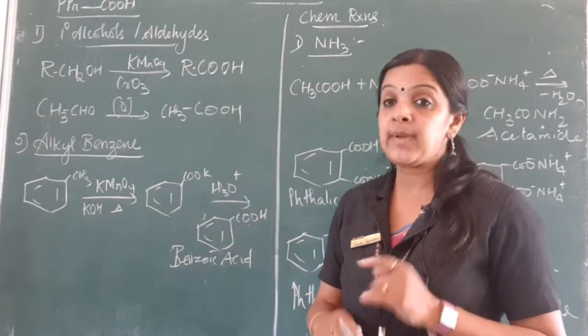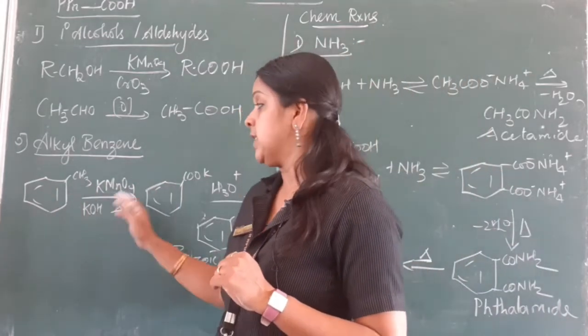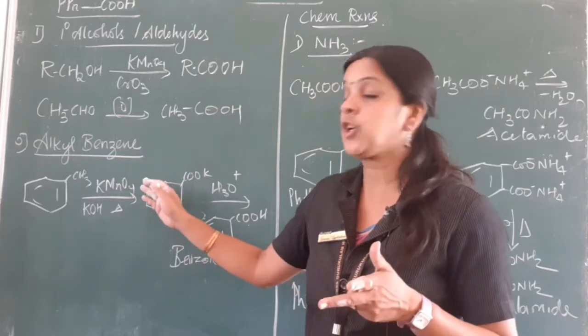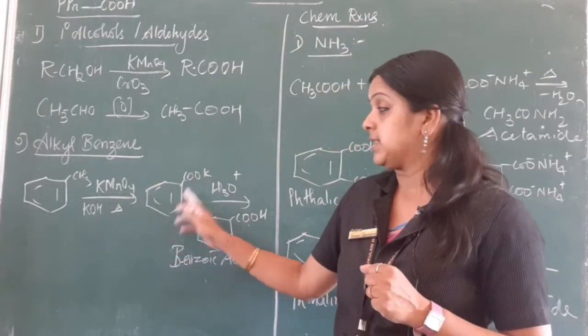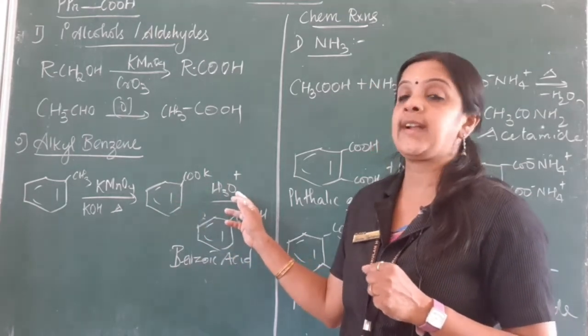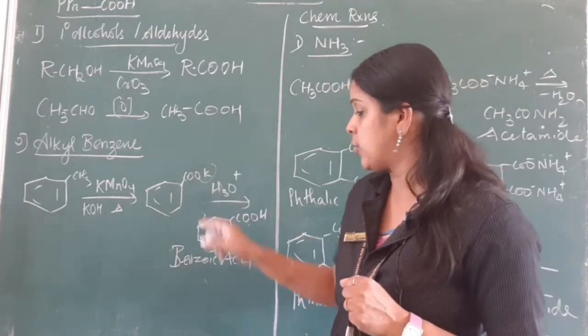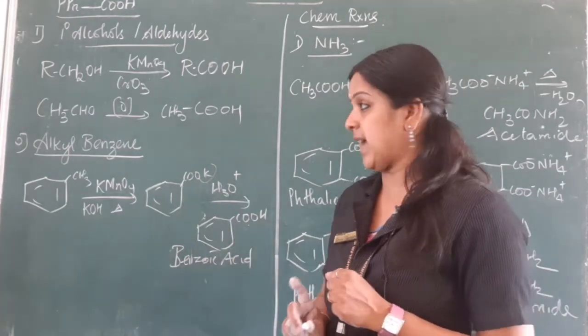Now, an alkyl benzene like methyl benzene, that is toluene, when treated with a combination of potassium permanganate and KOH, gives the potassium salt of benzoic acid, which on hydrolysis has the K removed and replaced by H, giving my benzoic acid.